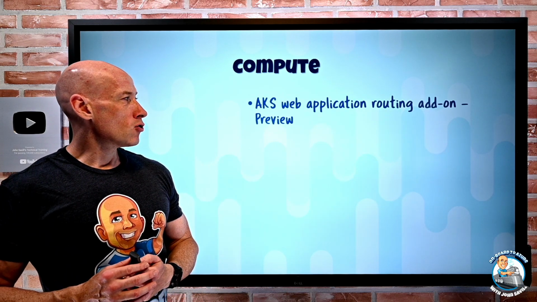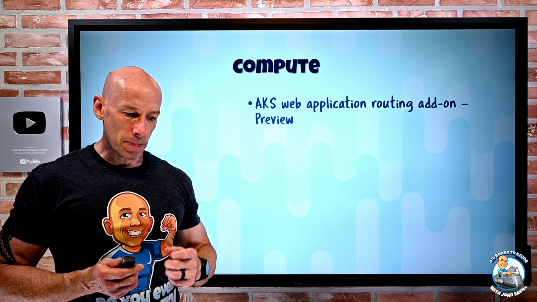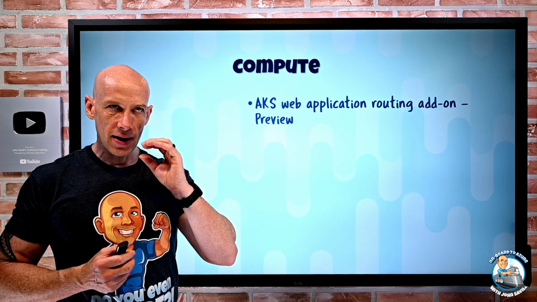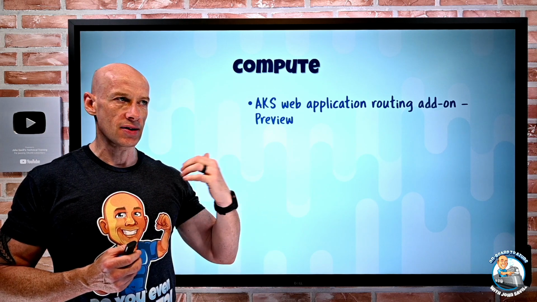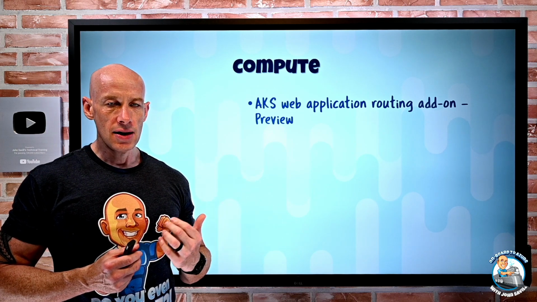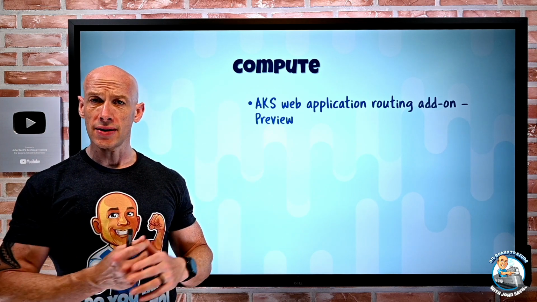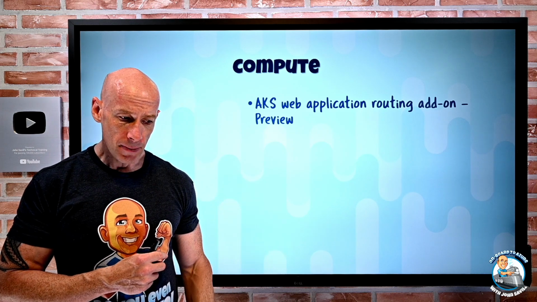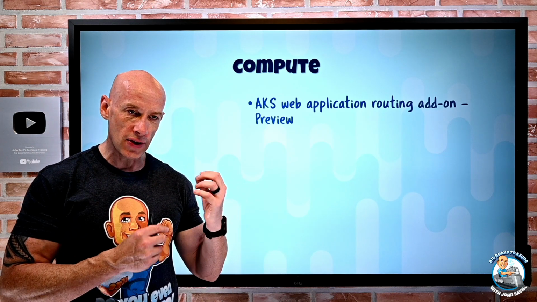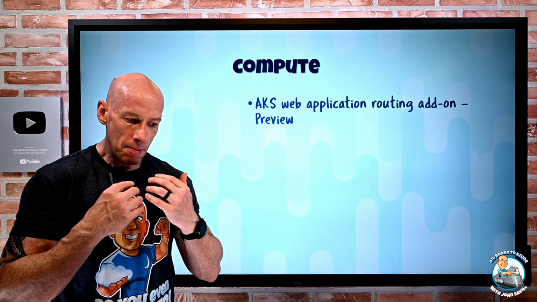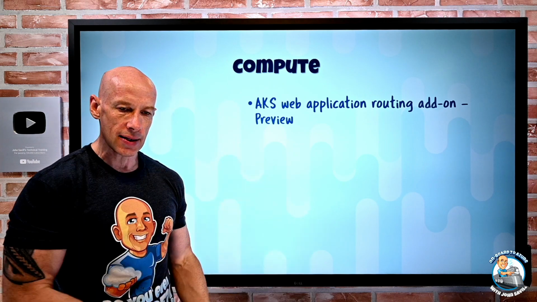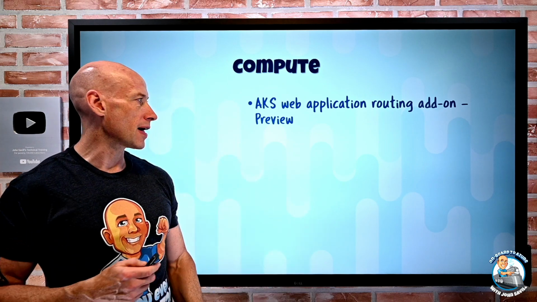AKS Web Application Routing add-on is in preview. So this is all about, instead of having to deal with ingress controllers and certificates and DNS, it's just a managed ingress controller. It's NGINX behind the scenes. It's using the open service mesh for the intra-cluster communication, but it makes it super easy now to get that onboarded and running in my environment.